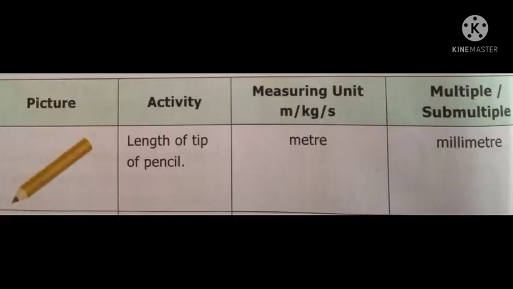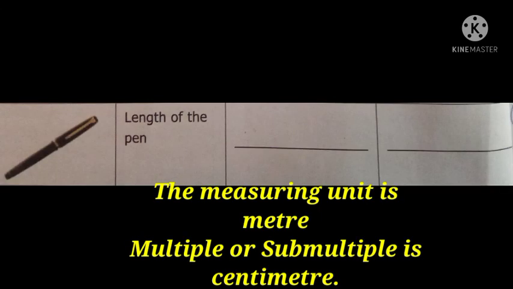In the given activity, measure the quantities using suitable measuring units and express them with suitable multiple and submultiples. So in the picture, we have a pencil. Length of the tip of a pencil, how will you measure it, or which is the measuring unit for it? It is meter. And what is the submultiple? It is millimeter. Same way, the next one is the pen. Length of the pen, how will you measure it? What is the unit? It is meter. And the submultiple is centimeter.